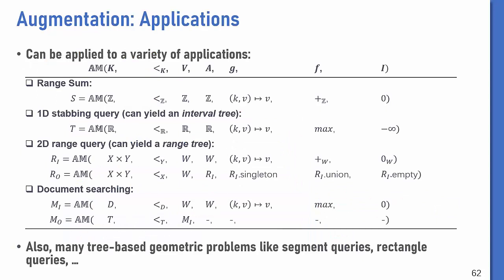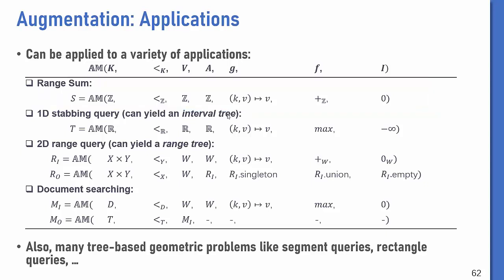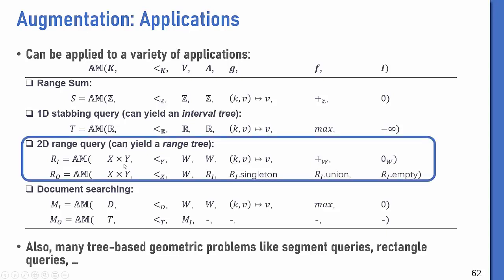Okay, so by this abstraction, we can model several real-world applications just using these parameters. These include the range sum, as a running example we've been using, that also works on 1D stepping query, which yields a parallel interval tree. And also it works on a 2D range query, which yields a 2D range tree. And it works for document searching also.